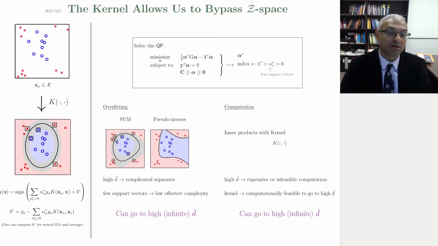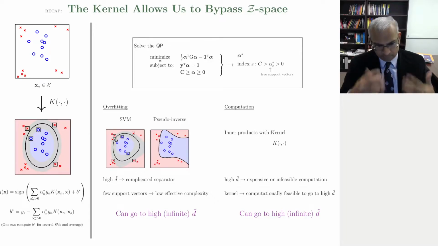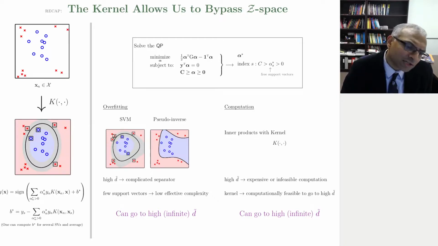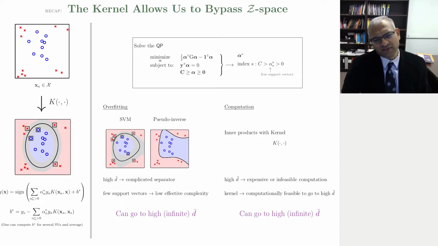And that's because the complex dimensionality of the space cannot be fully utilized because the algorithm maximally regularizes, and what effectively defines the separator is this small number of support vectors. So effectively, the number of parameters, the few support vectors that you can use to define the boundary, is small, even though you have many dimensions to play with.